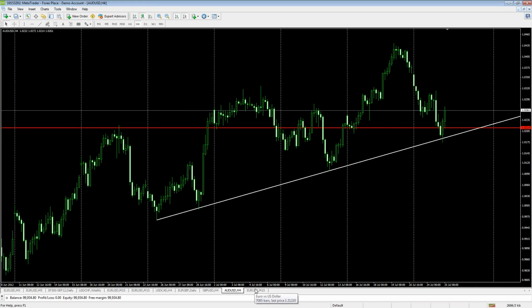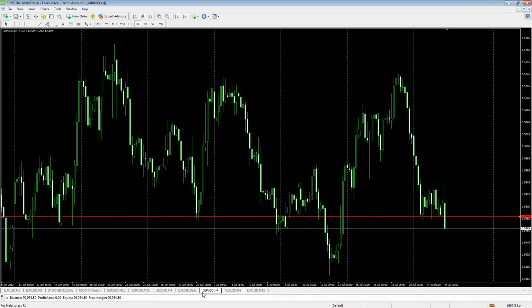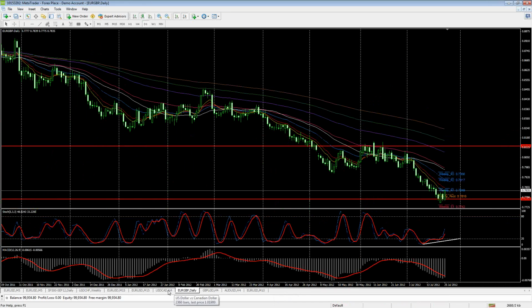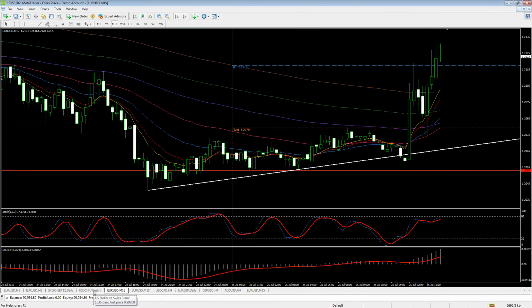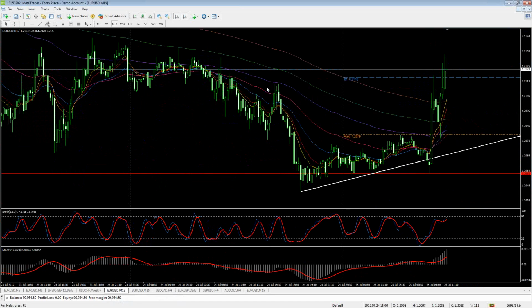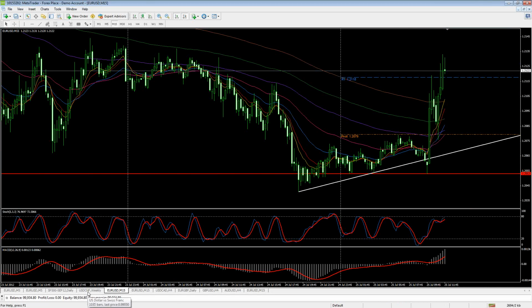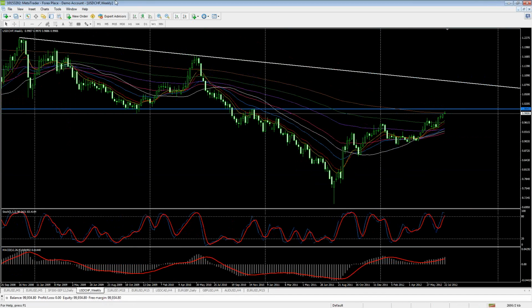That's it. All the rest remained more or less unaffected, the dollar CAD, all the rest remained pretty much unaffected. The euro dollar didn't move a bit while the pound dollar dropped.